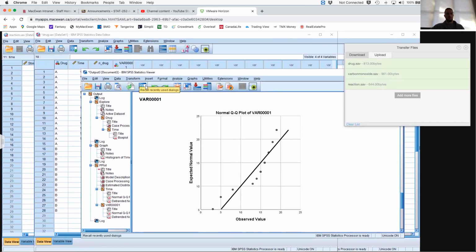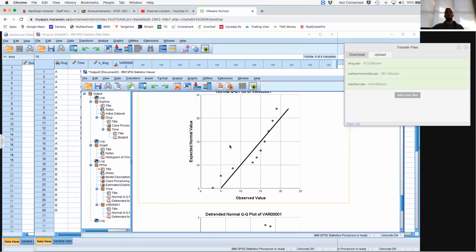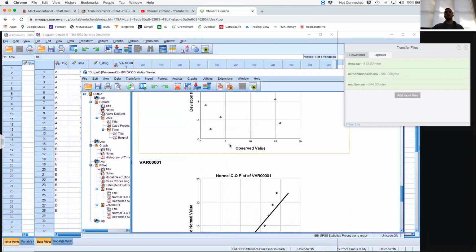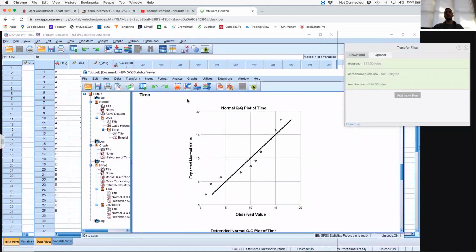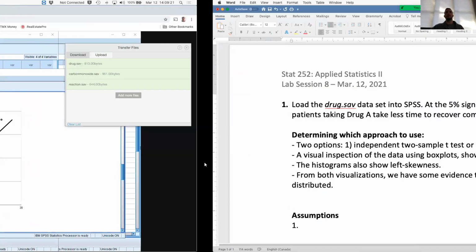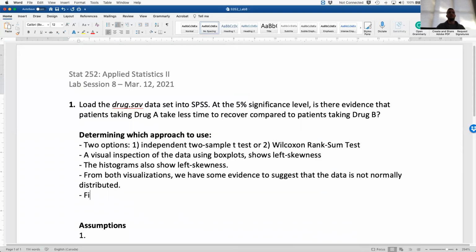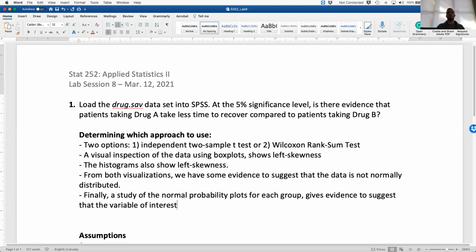Okay, so what I'm going to do is take some of this output and copy it into our Word document so that we can discuss these ideas and then we'll work through the steps of the test. The test itself is very, very easy to perform. This is the most, let's say, taxing part. Finally, a study of the normal probability plots for each group gives evidence to suggest that the variable of interest is not normally distributed.